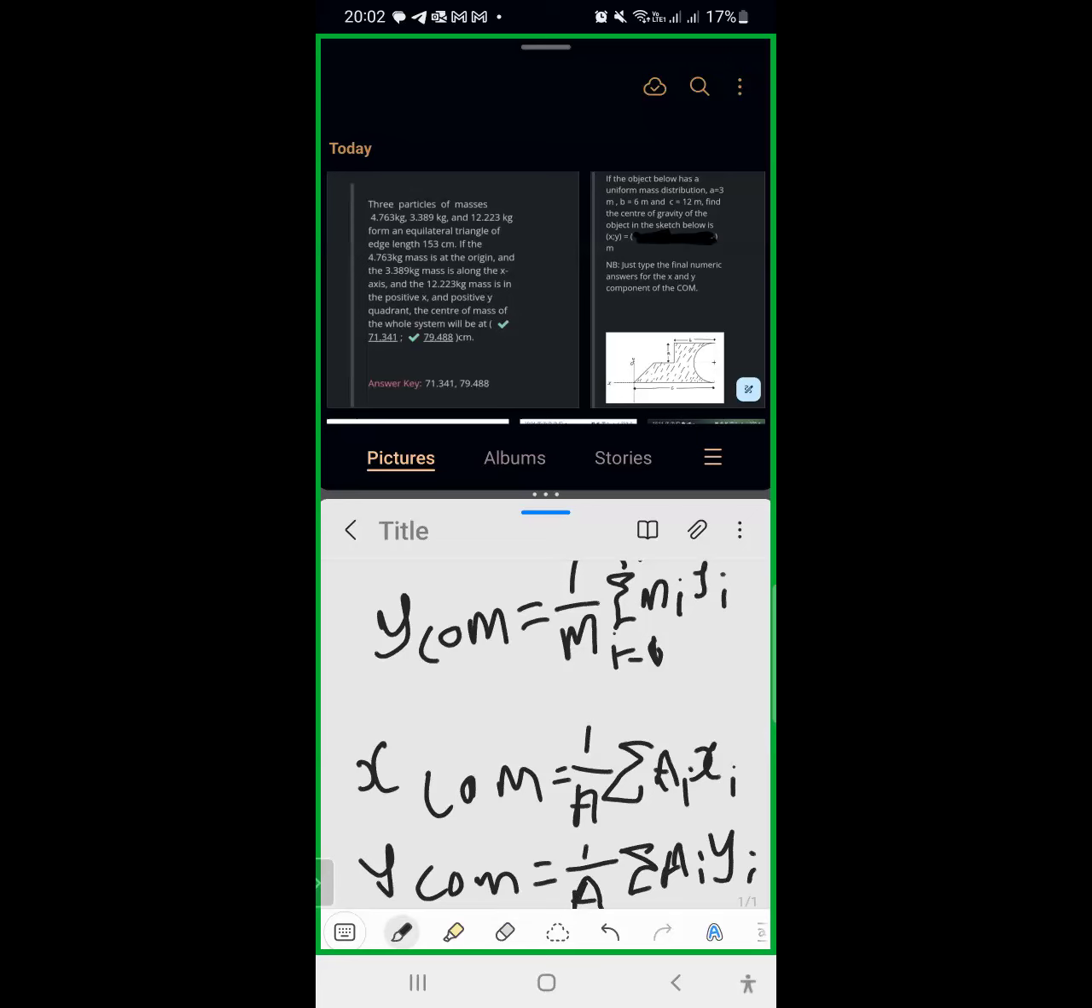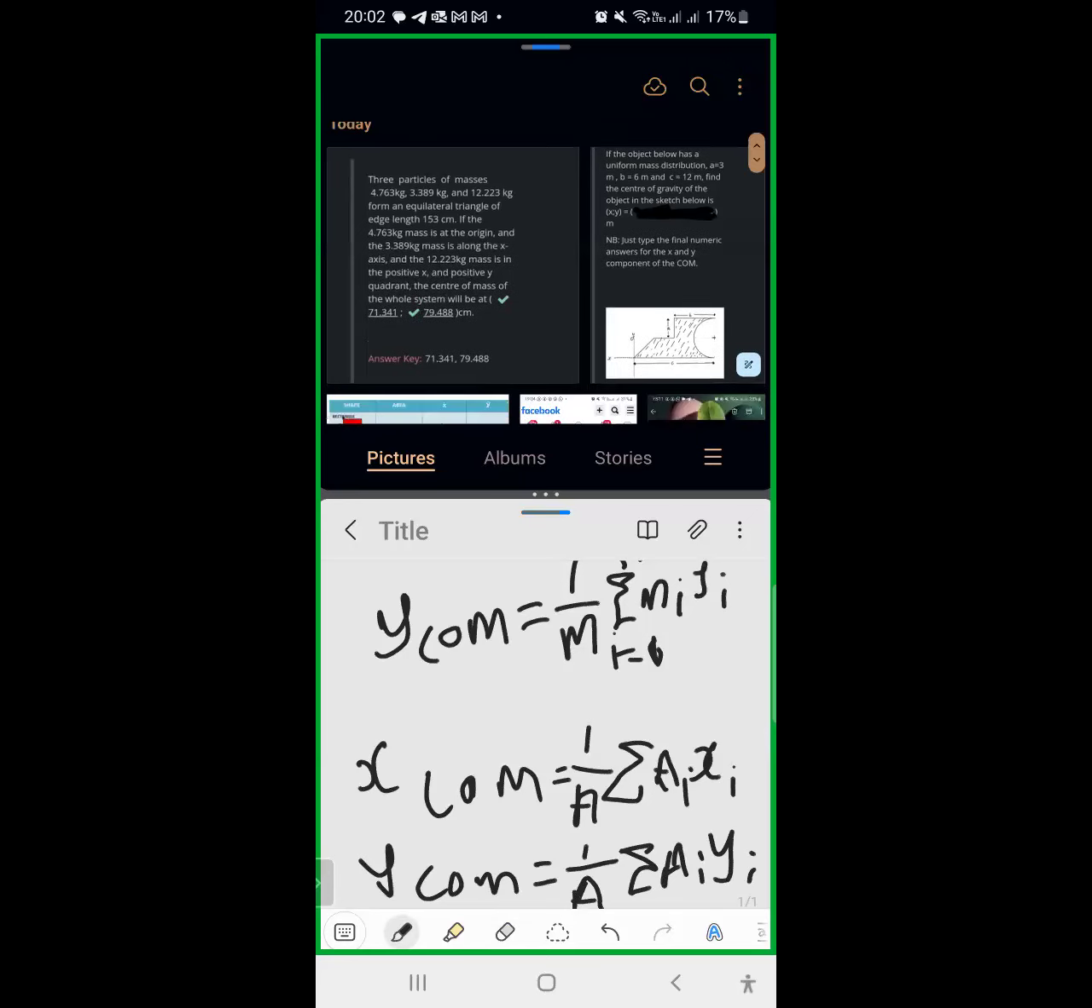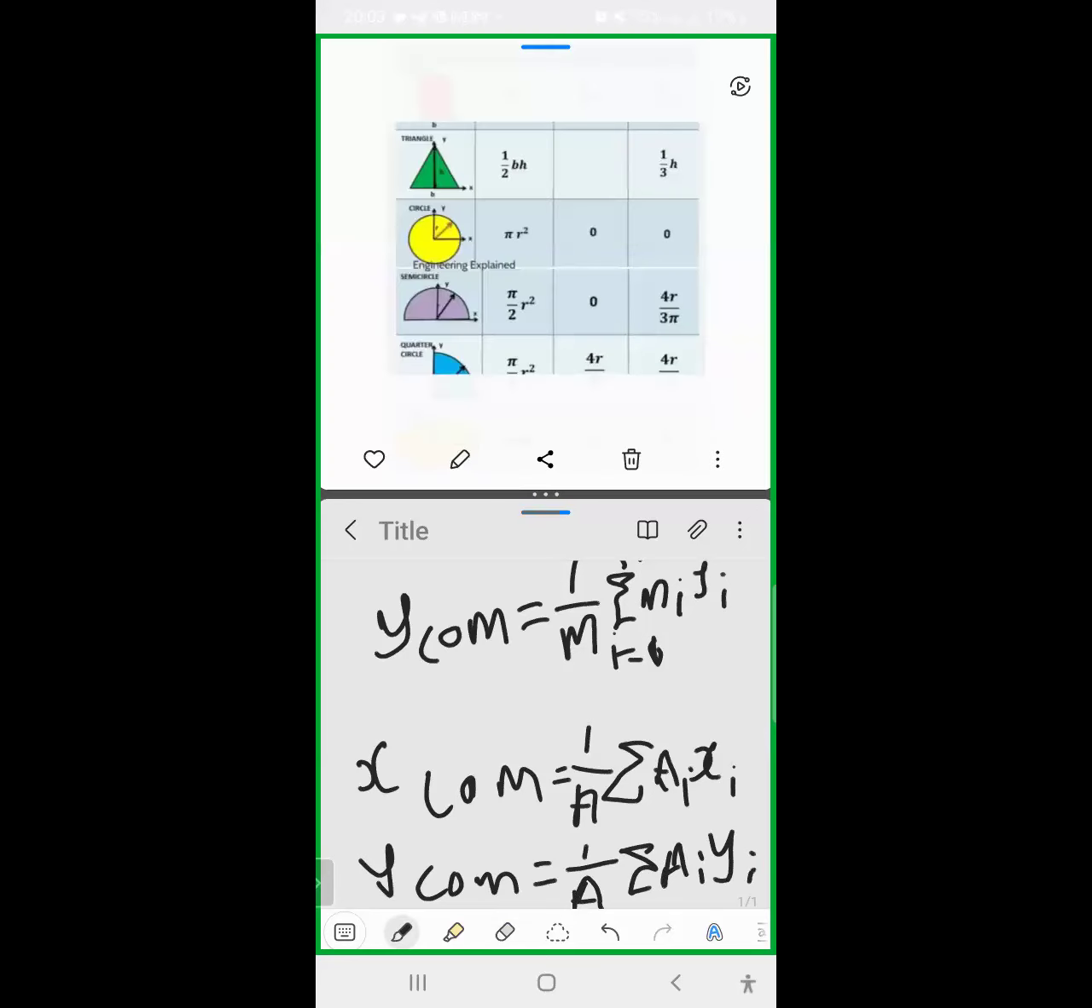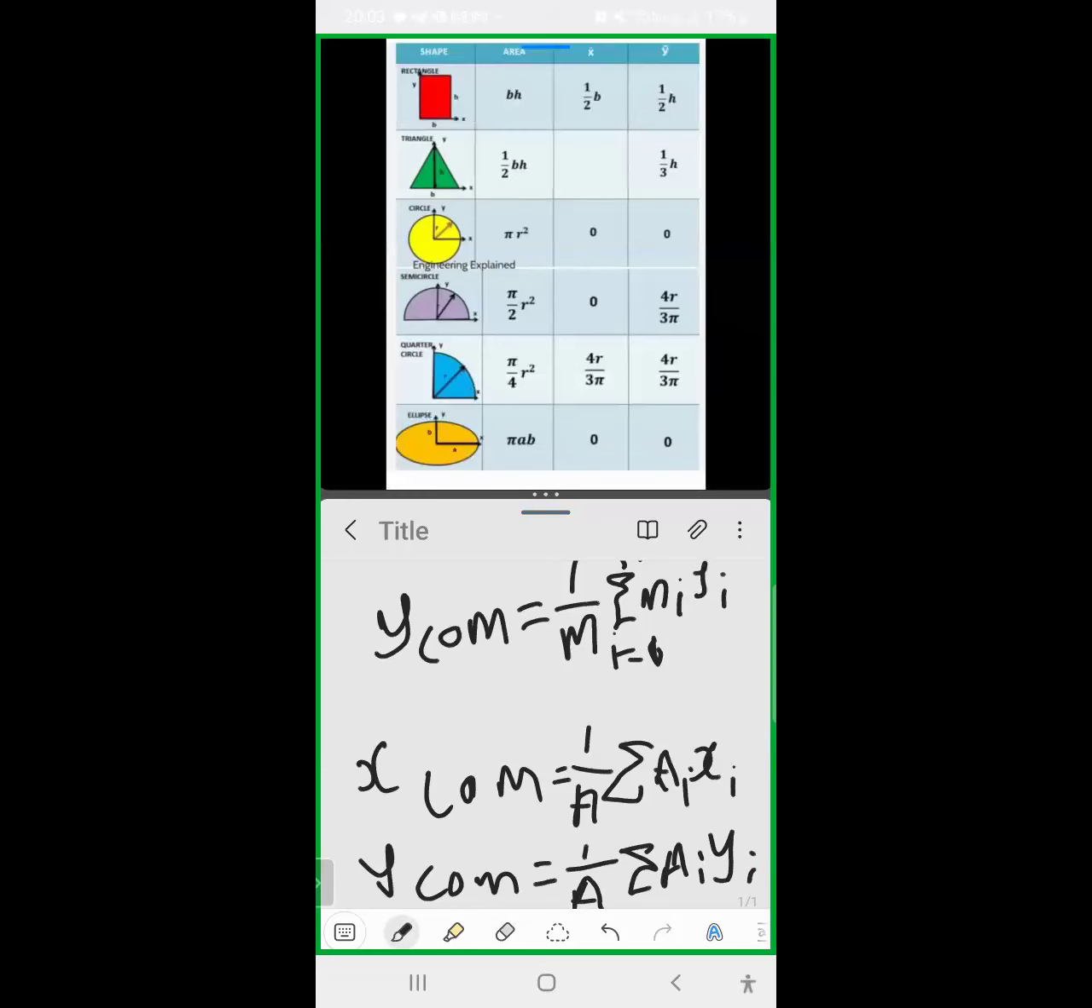When you use the area method, it is important to familiarize yourself with the formulas for finding areas of different shapes, which can be a rectangle, a triangle, a circle, a semicircle, a quarter circle, and also an ellipse. These are the basic shapes whose areas and coordinates for both x and y center of mass we have to know how to determine.